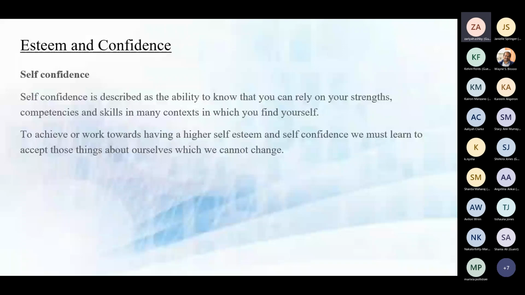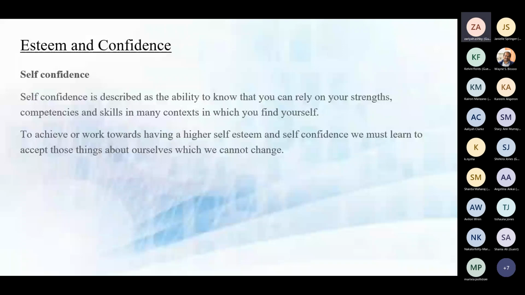So on the topic of understanding ourselves and gaining self-awareness, it's important to know that as a person, there are things that you can change about yourself, and then there are things that you cannot change. For example, physical things about yourself. You have a lot of physical things about yourself that you can't change, and probably some things that you could change. But a part of working towards having a higher self-esteem and being more self-confident, especially as leaders, is to learn to accept certain things about ourselves.